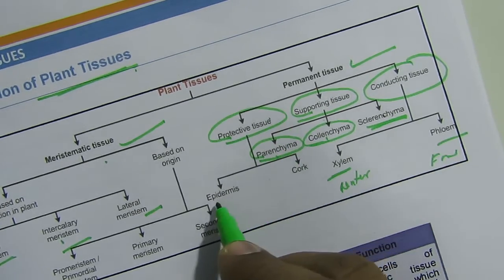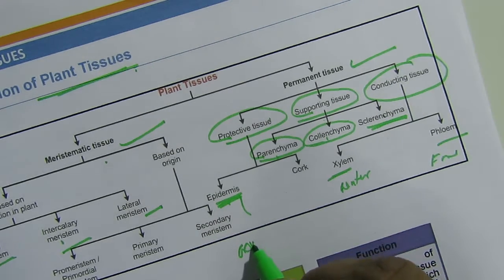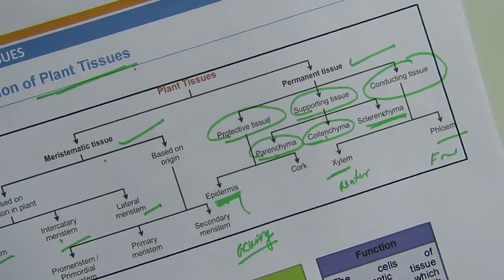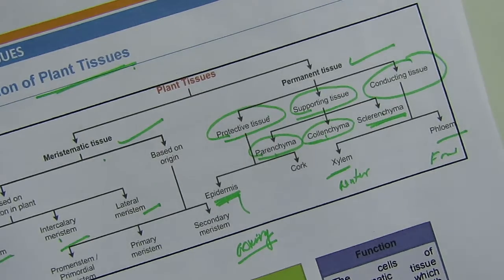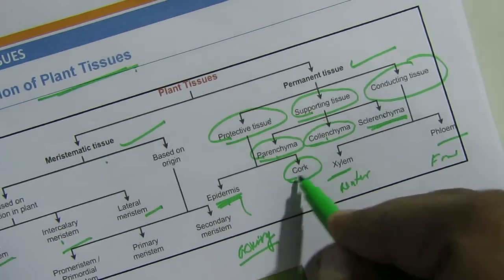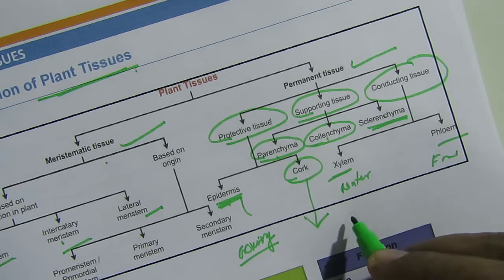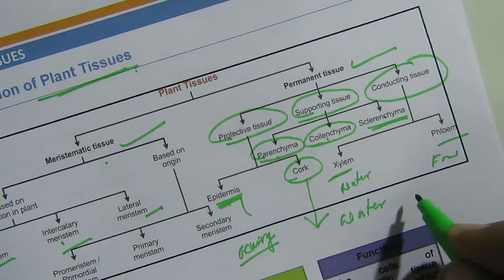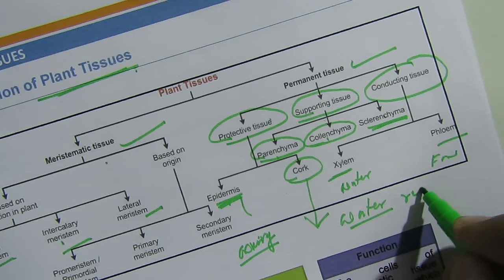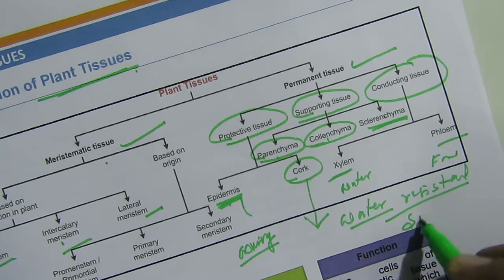Now protective tissue is epidermis. Epidermis means covering of the plants. And cork is a dead protective tissue which is very light and it is impervious to water, means water cannot pass through it. It protects the plants. Water resistant or impervious to water, we can call it. It has got a chemical called suberin.